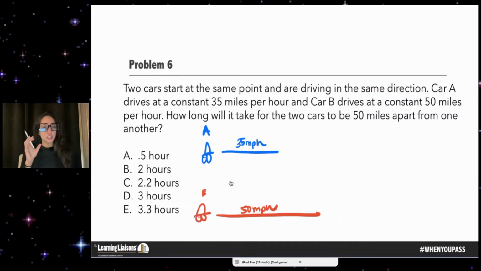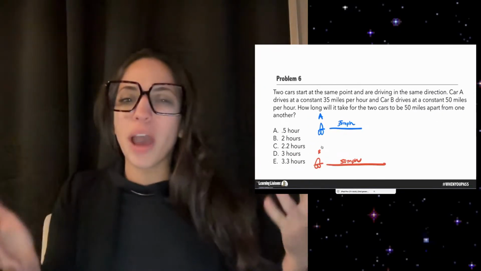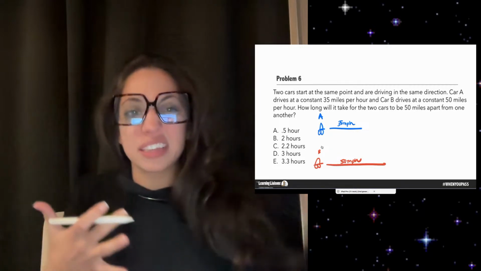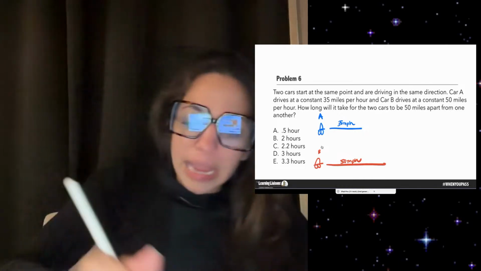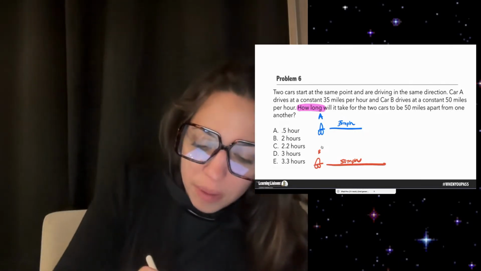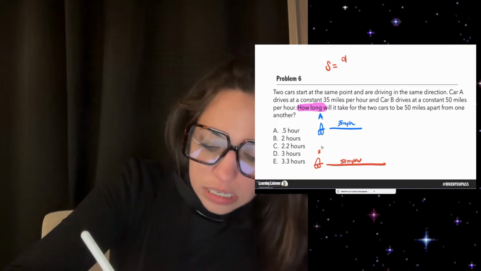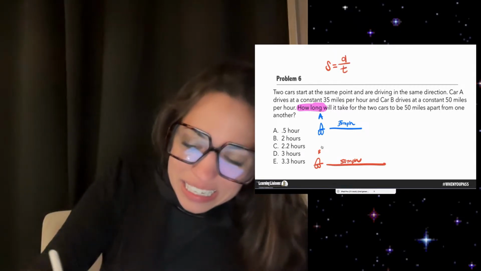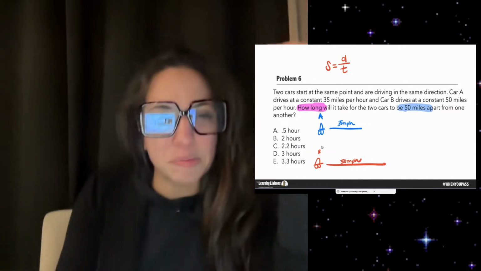We can approach this with the same speed equals distance over time. However, you're like, but they're traveling in the same direction. What is my speed? Is it the 35? Is it the 50? And that can get confusing. I know that I'm looking for my time because it says how long. Speed equals distance over time. And I know my distance is 50. But what is the speed?